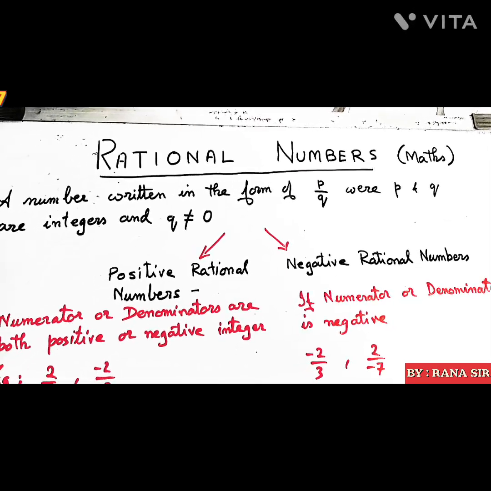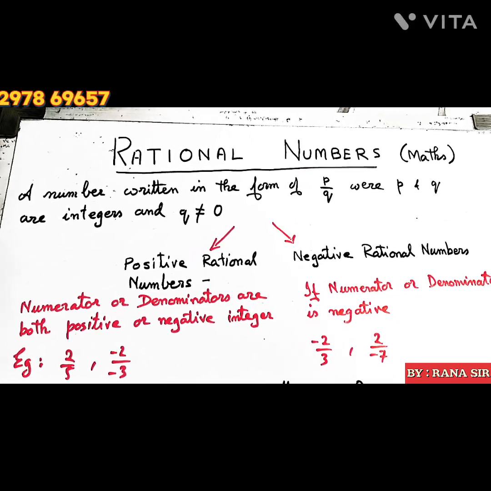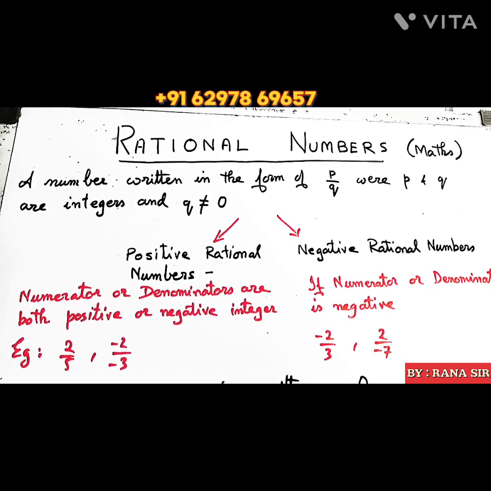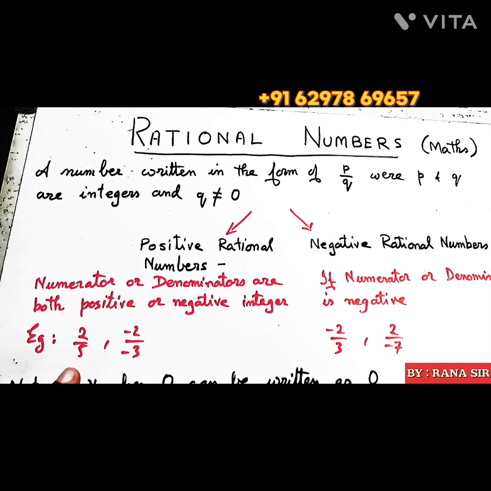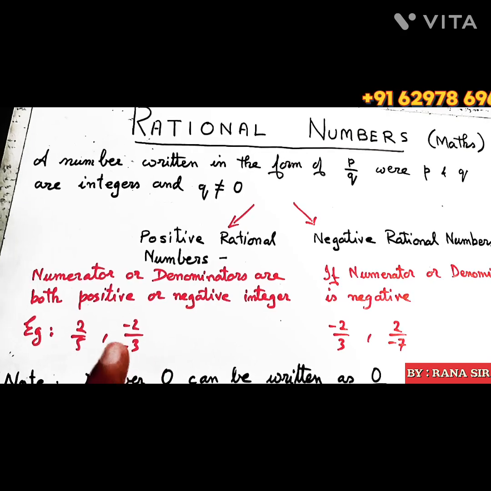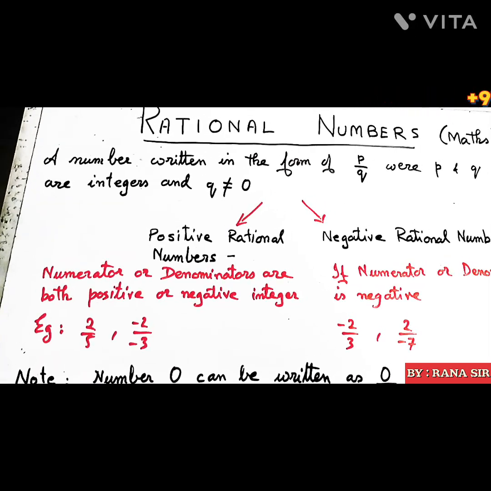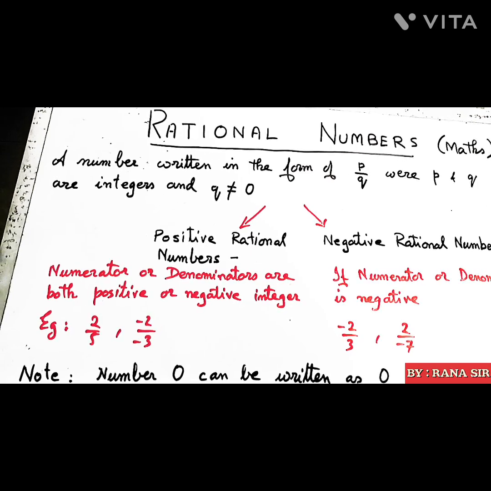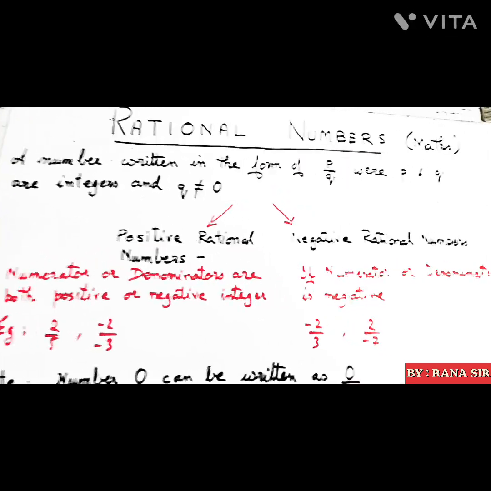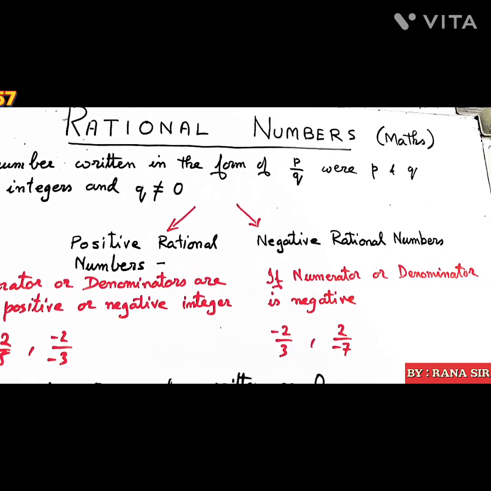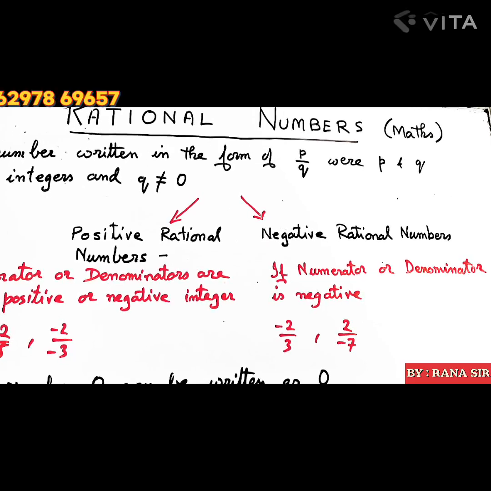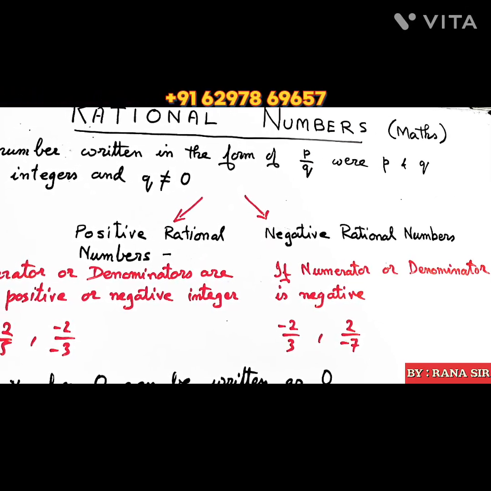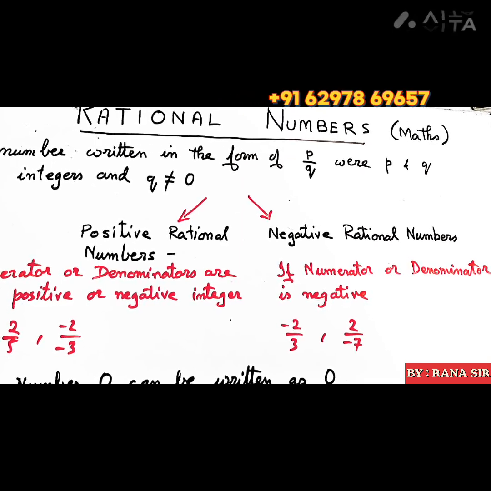So what are positive rational numbers? Numerator and denominator that are both positive or both negative integers. So 2 by 5 and minus 2 by minus 3 are positive rational numbers because the minus signs will cancel. Next, negative rational numbers: if either the numerator or the denominator is negative, it is known as a negative rational number.